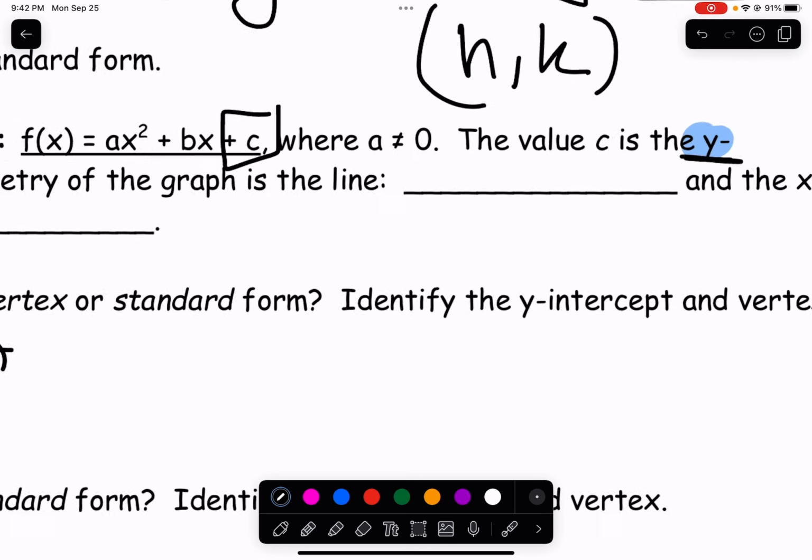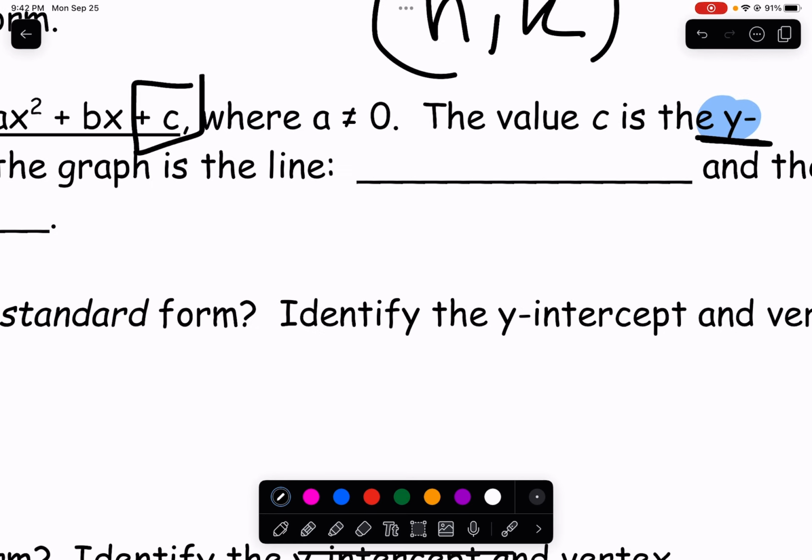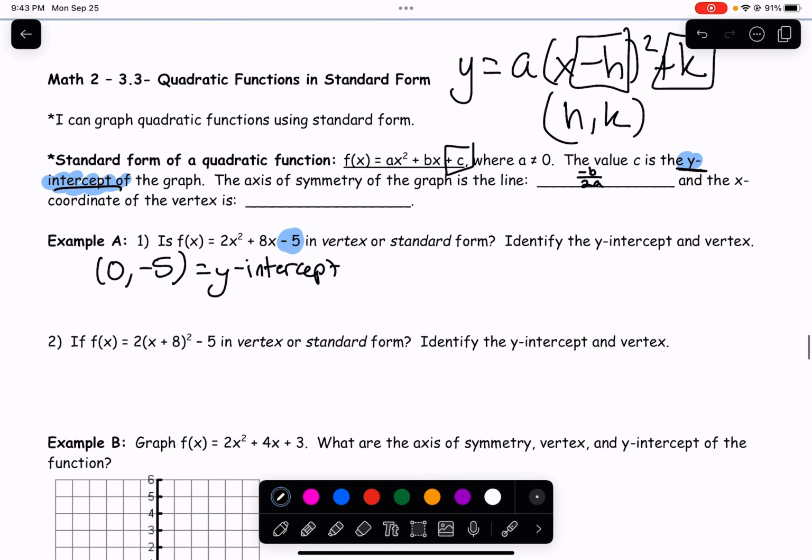To find the axis of symmetry, you are going to do -b all over 2a. So what does that mean? That means that you are going to take the value in front of your x, switch the sign of it, so that's what -b is, and then divide it by 2 times the value in front of your x squared. So what's going on here? Well, let's first identify a and b. For example A, we can see that our a value is 2 and our b value is 8. And obviously, we already identified our c value is -5.